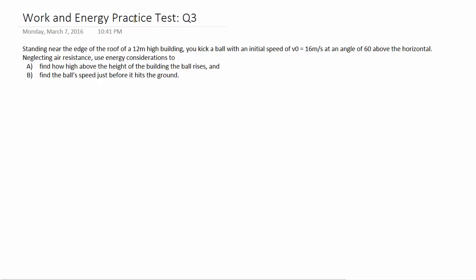Work and energy practice test question 3. Standing near the edge of the roof of a 12-meter high building, you kick a ball with an initial speed of 16 meters per second at an angle of 60 degrees above the horizontal. Neglecting air resistance, use energy considerations to A. Find how high above the height of the building the ball rises, and B. Find the ball's speed just before it hits the ground.